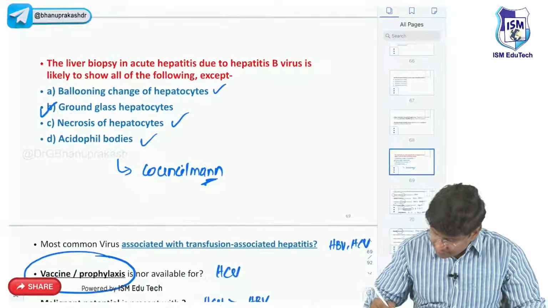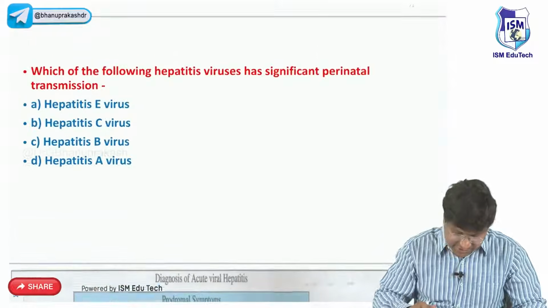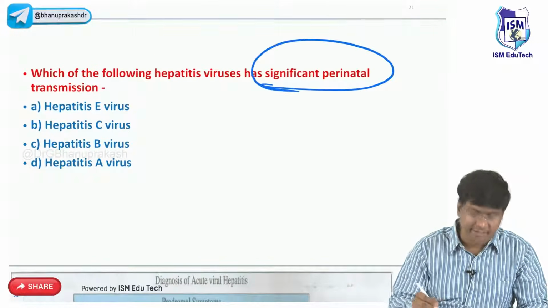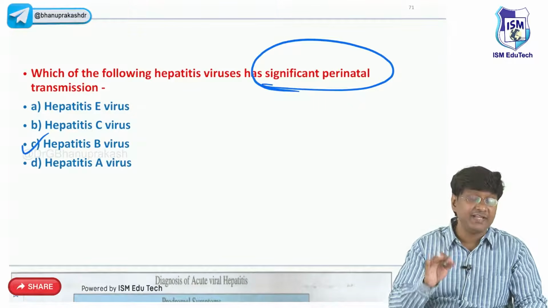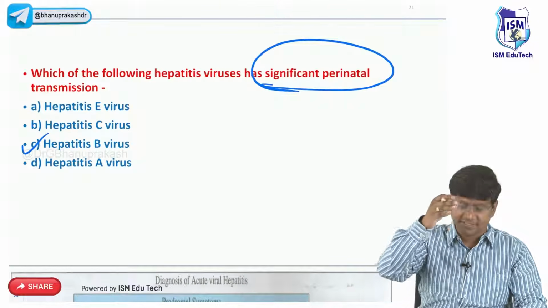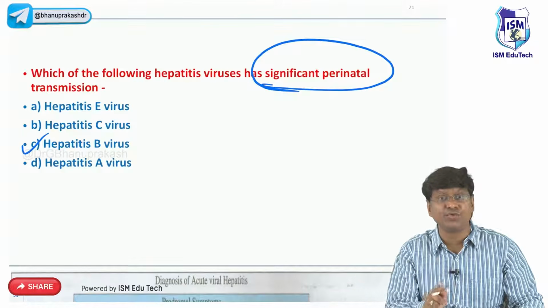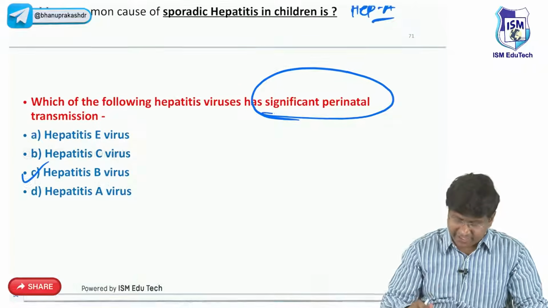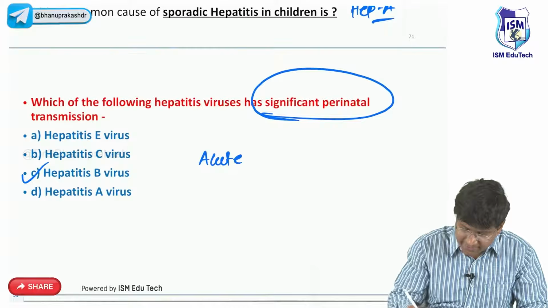Next, if you move on to the other questions related to viral hepatitis, which of the following hepatitis viruses has significant perinatal transmission? Just now we have discussed that your hepatitis B has a very significant perinatal transmission, that is from mother to fetus. Now, next you need to know about the serology. But before going on to the serology, let me give you a quick recap of acute hepatitis, and then we will move on to chronic hepatitis.